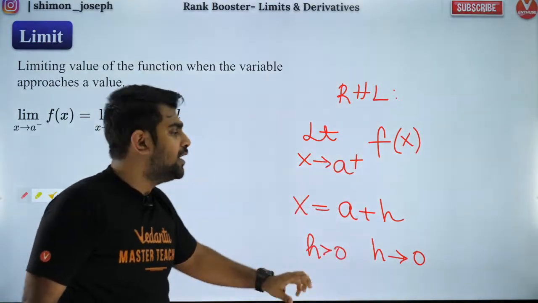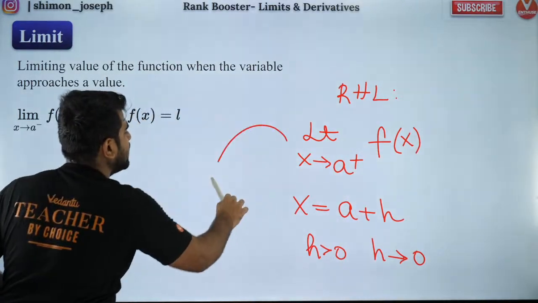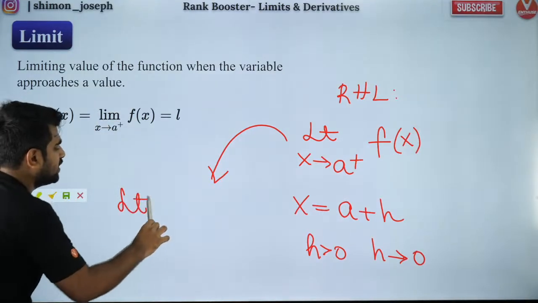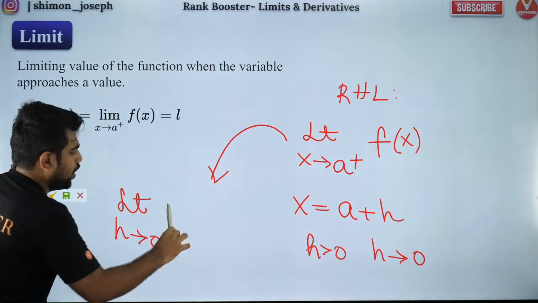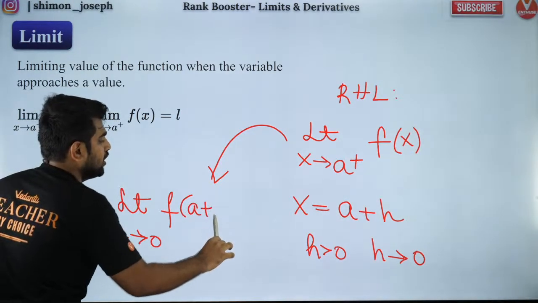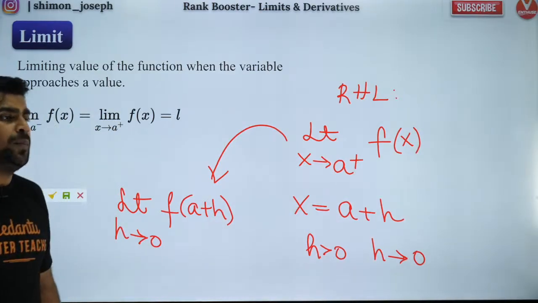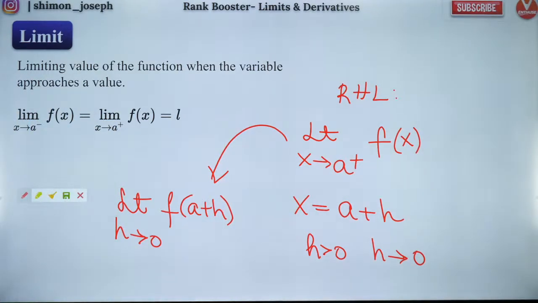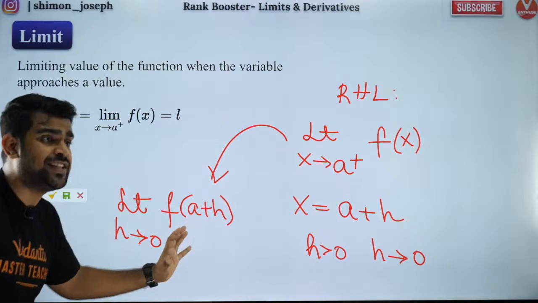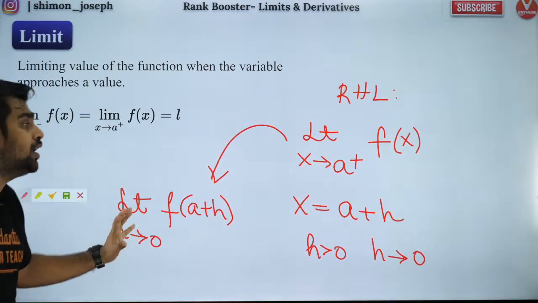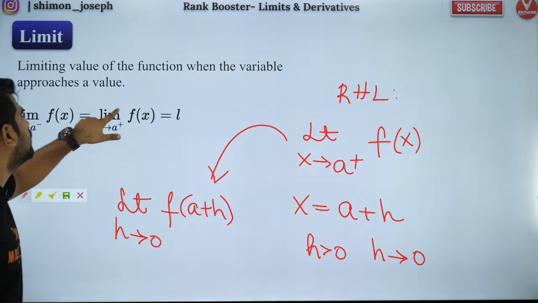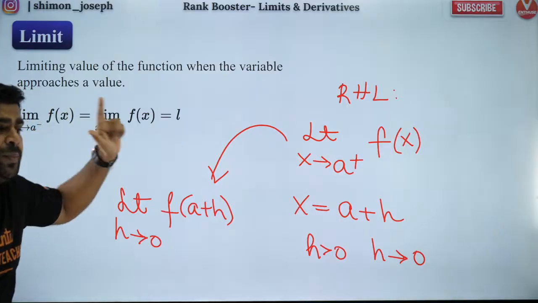Everybody? Perfect. Now same way, I will reconvert this limit as limit h tending to 0, f of a plus h. This is how you solve it, my dear boys and girls. Did you all like it? So this is how you find LHL. This is how you find RHL. If both of them are equal to a finite value, then you say the limit exists.